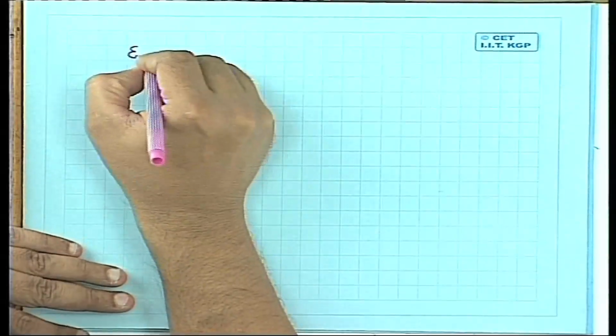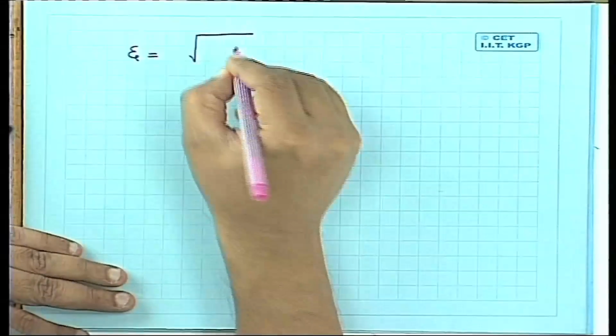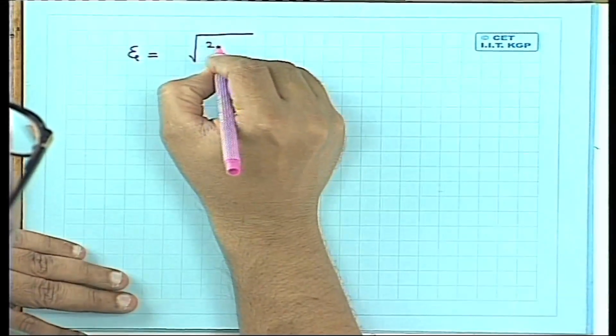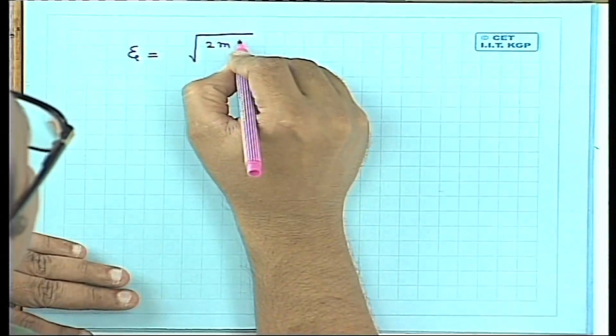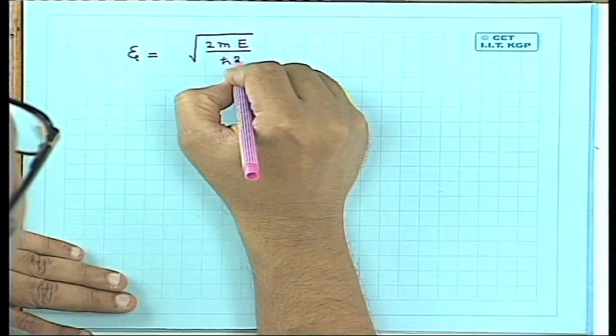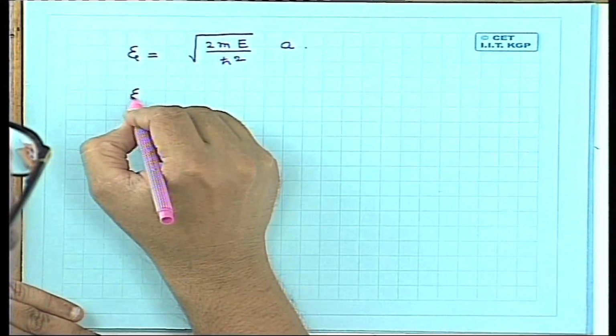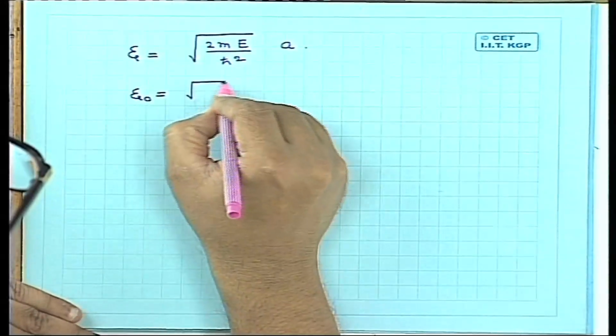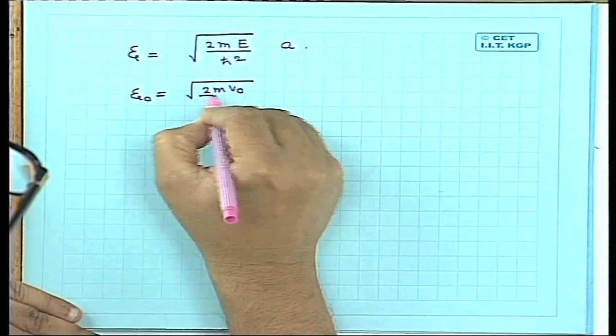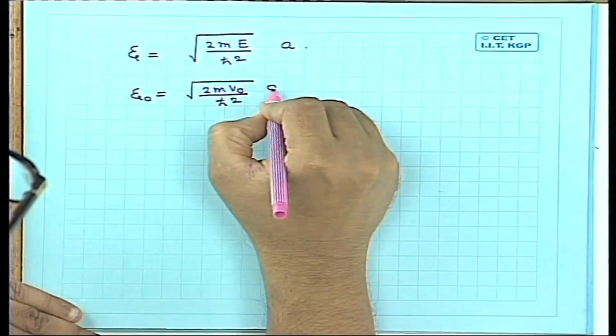Now let us first simplify this a little more. Let us introduce some variable epsilon, which is square root of 2m into E by h cross square into a. And let us also define epsilon naught to be square root of 2m V naught by h cross square into a.